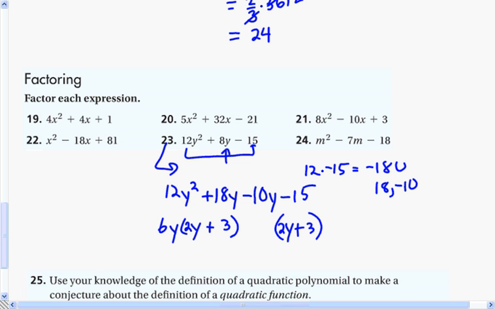So 2y plus 3. And if I factor out a negative 5, that would give me negative 5 times 2y is negative 10y, and negative 5 times 3 is negative 15. So finishing my factoring, I get 6y minus 5 times quantity 2y plus 3.